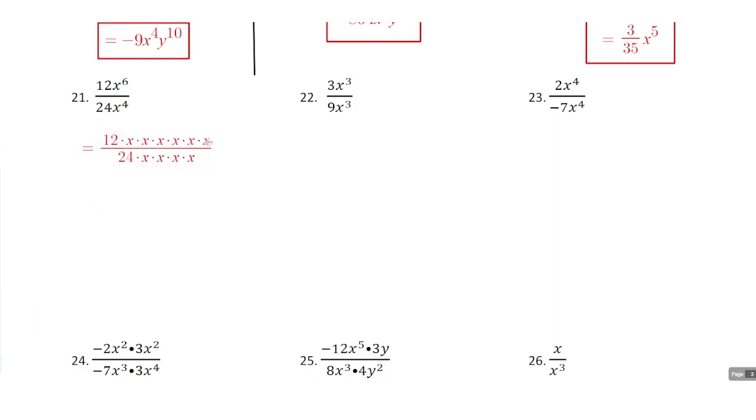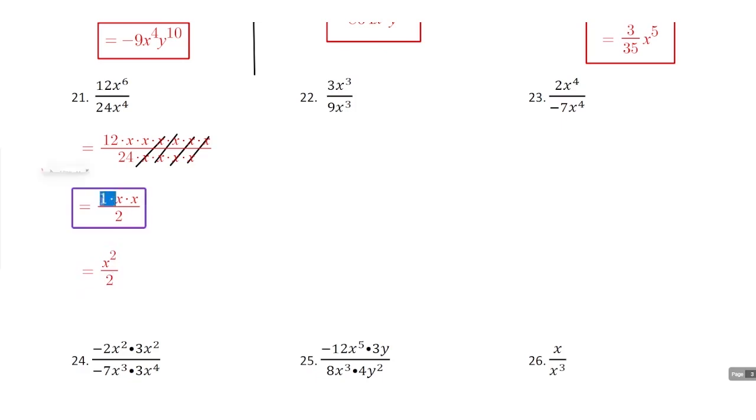Now 4 of those x's will be able to be reduced. You can cancel out these 4 pairs here. And then 12 over 24 will reduce to 1/2. To finish cleaning this up, x times x is x squared, and then over 2.